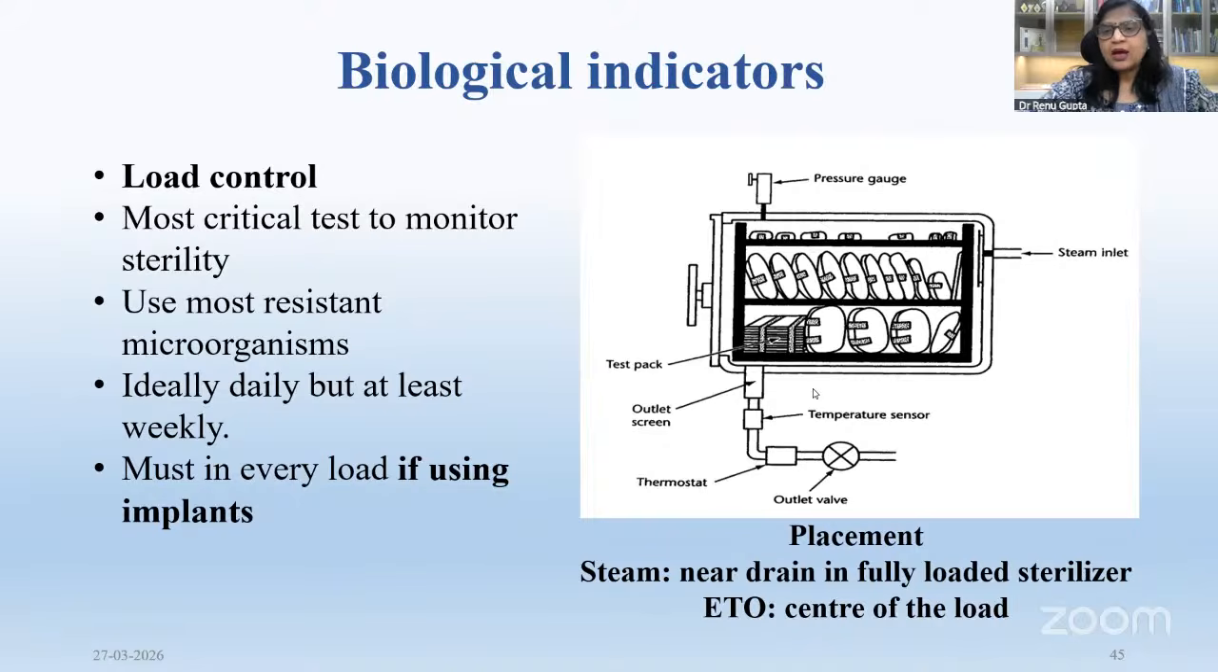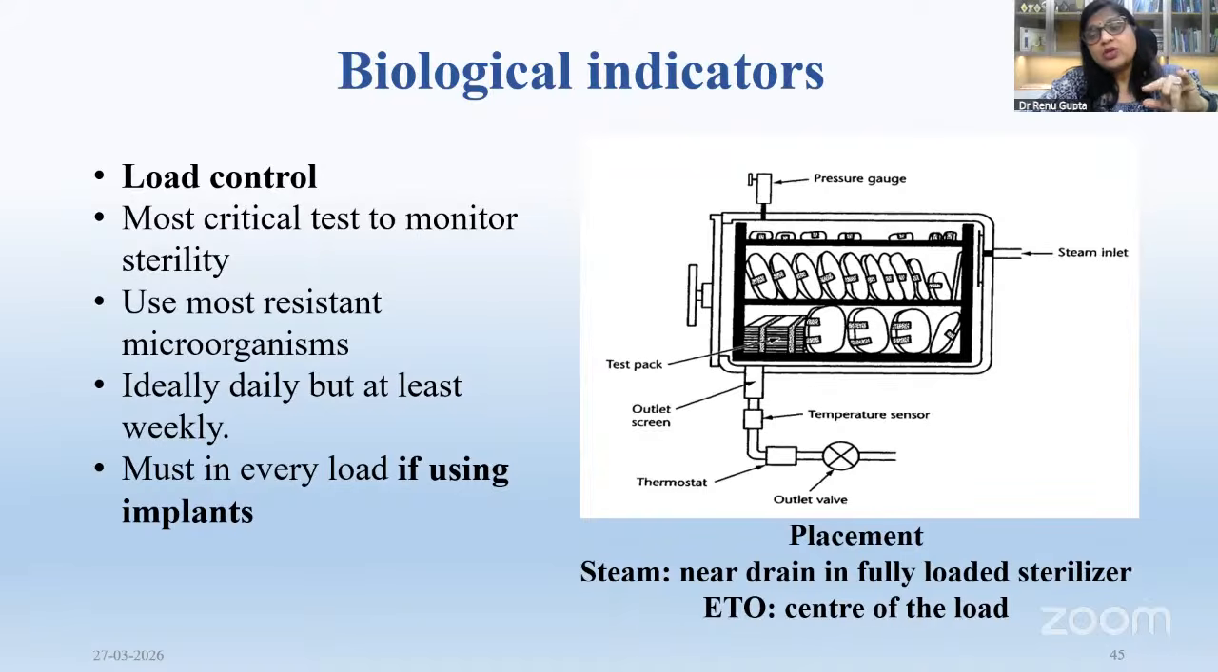As you can see, again, there is a challenge test pack. We put it near the drain. In the center, we have put these spores. And these spores should be killed if your autoclave is working fine. So after running in the loaded sterilizer, as you can see, this is not an empty sterilizer. These biological indicators are run in a fully loaded sterilizer. Bowie-Dick is put in an empty sterilizer.